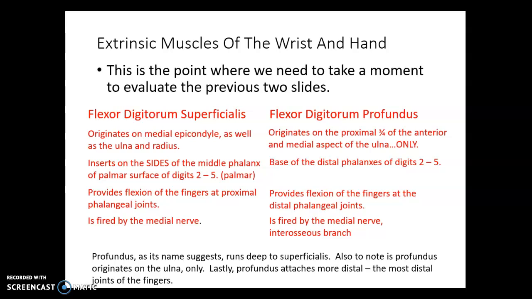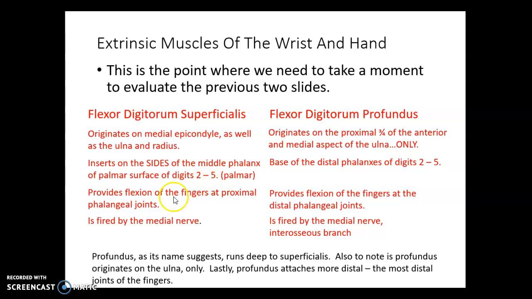I said that backwards. Where digitorum profundus is on the proximal 3/4 of the anterior of the medial aspect of the ulna only. There is no medial epicondyle for profundus. It only is the ulna.